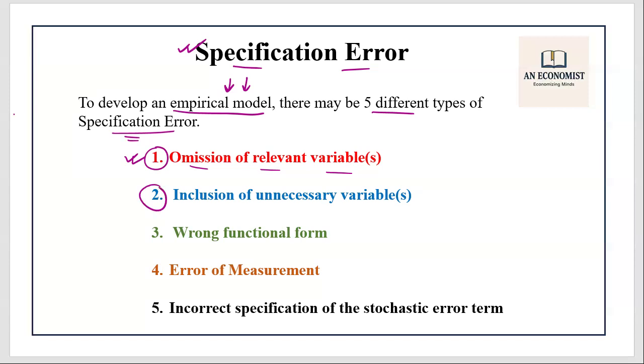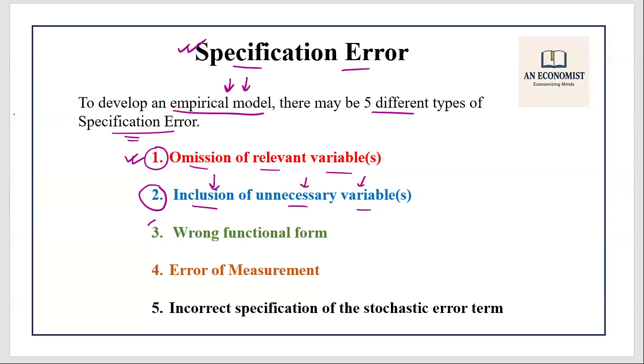Now, the second type of mistake is just the opposite: inclusion of unnecessary variables. Suppose you need only 2 variables to determine the wage of the worker, but still you have added an unnecessary third variable into your model. In that case, also, the model will not be a good model because the true model is not established. You have mistakenly selected a wrong model. So this is the specification error that arises due to inclusion of an unnecessary variable in your model.